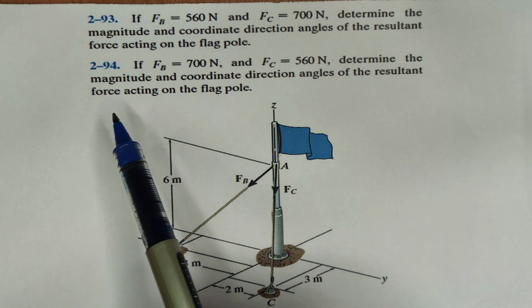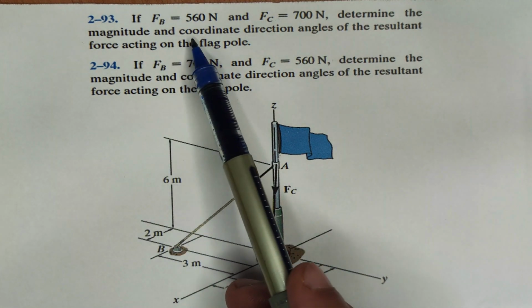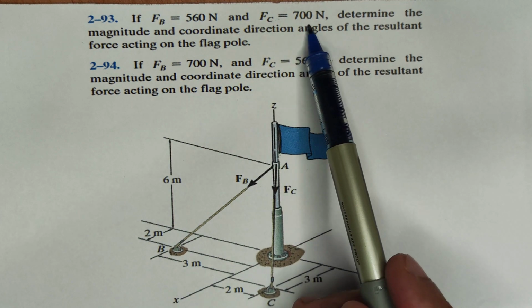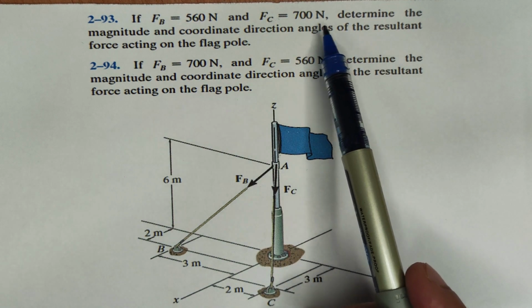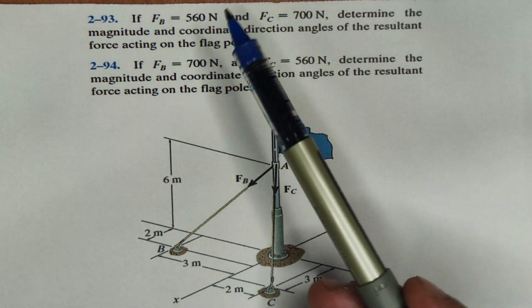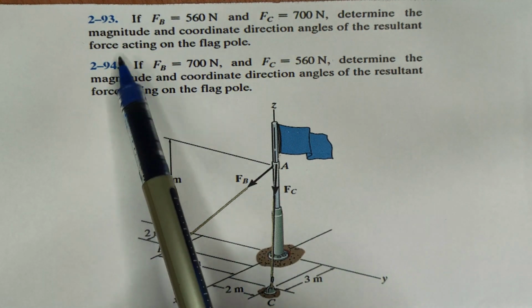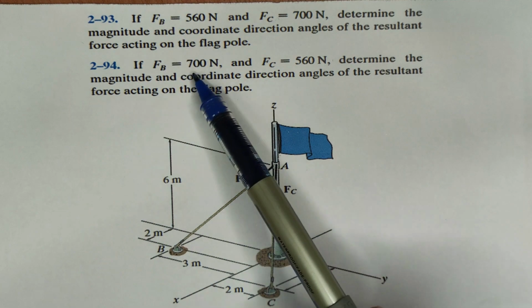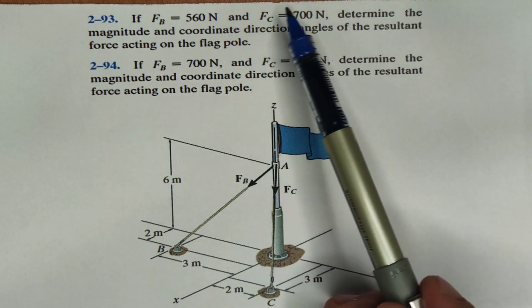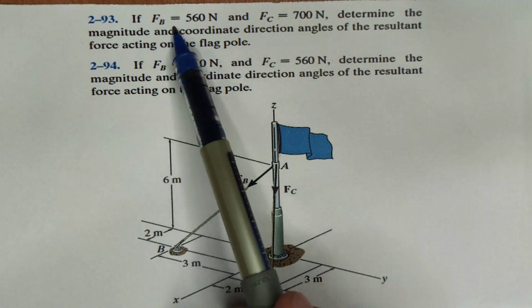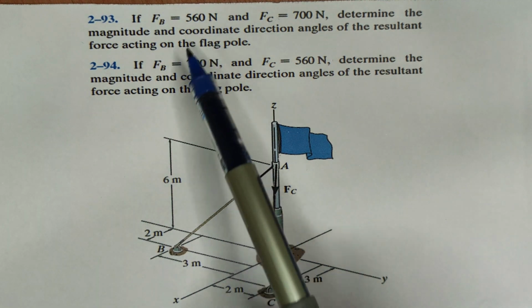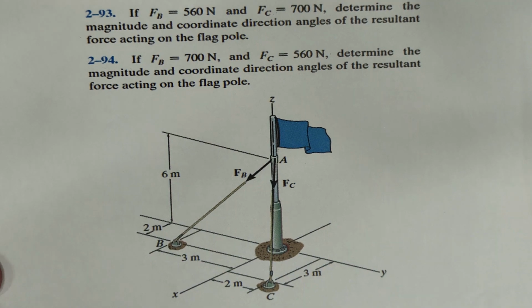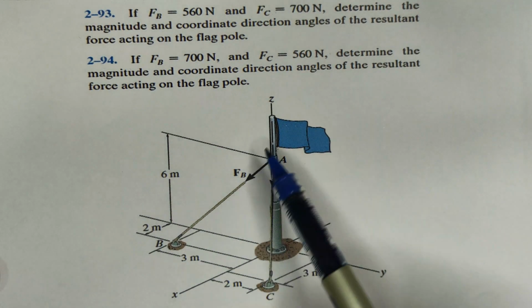The question here is asking us to determine the magnitude of the resultant force and the coordinate direction angles of the same resultant force. Both problems, 293 and 294, are exactly the same, and the only difference is the magnitude of the forces applied. So we are going to solve one of them and the other is going to be exactly the same. We need to determine the magnitude of the resultant force applied on this pulley.